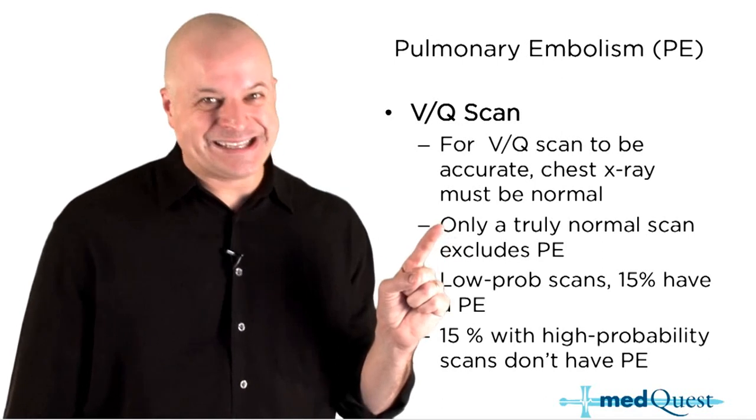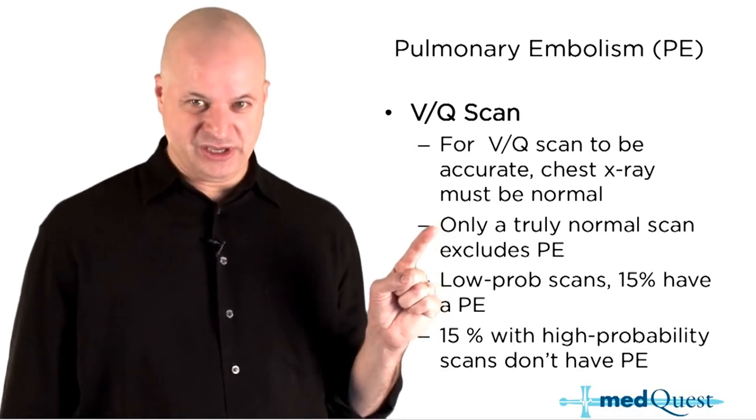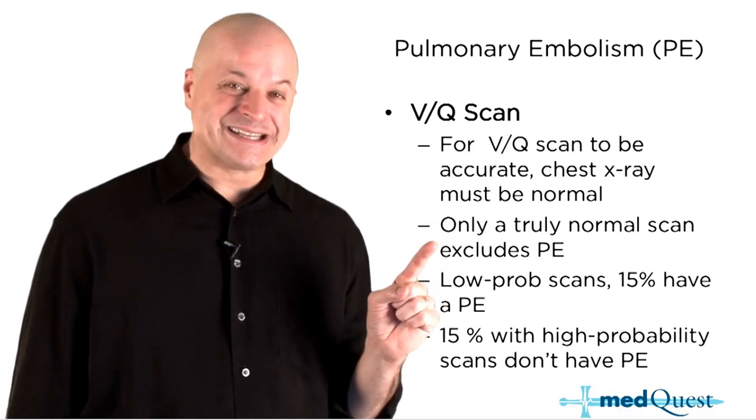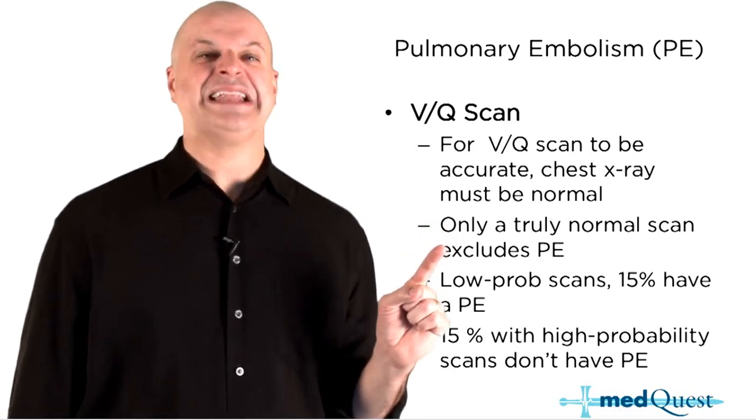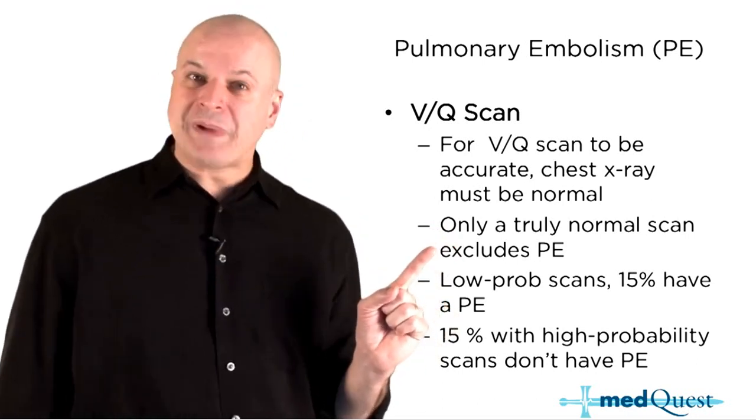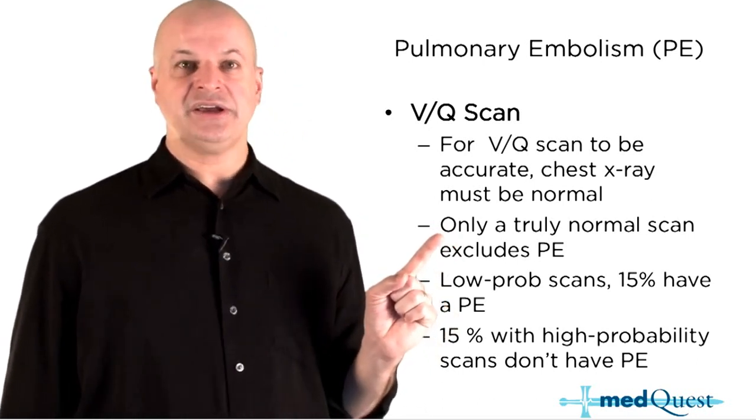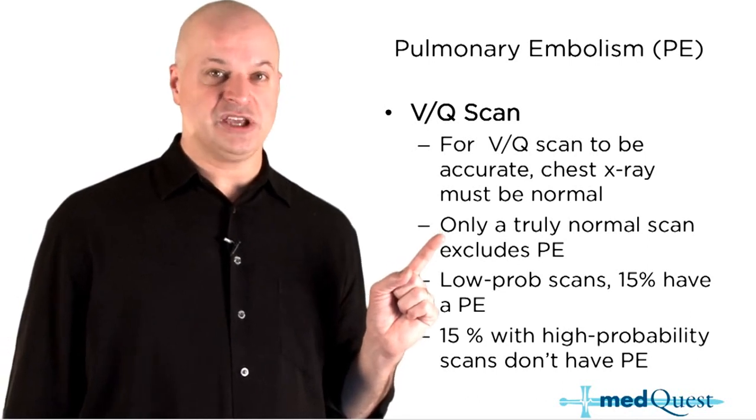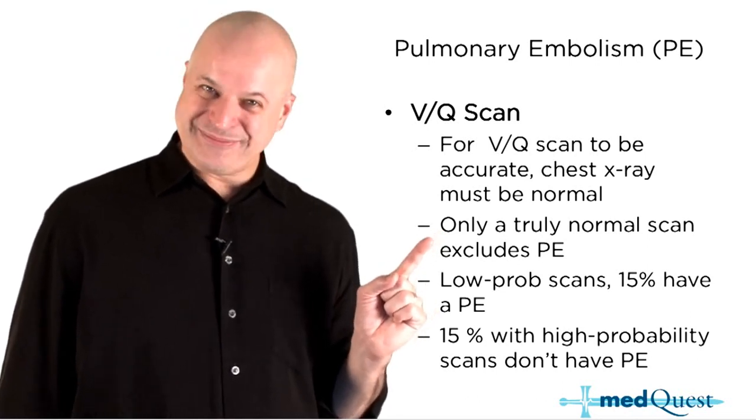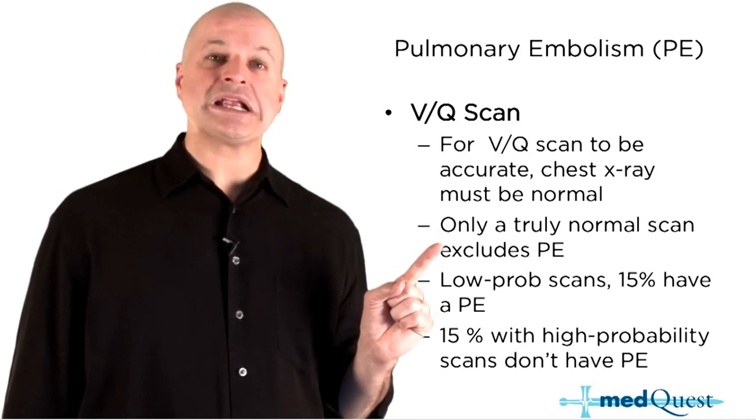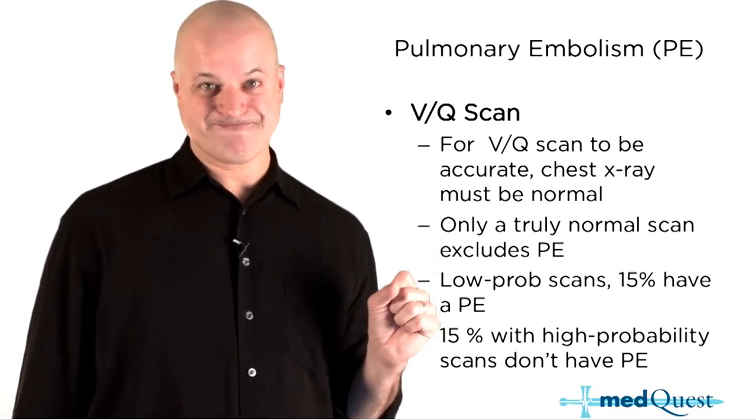A completely normal spiral CT, however, is not as sensitive as a completely normal VQ, and that's a testable point. You know what the problem is? Even in normal people, the VQ isn't too normal most of the time.